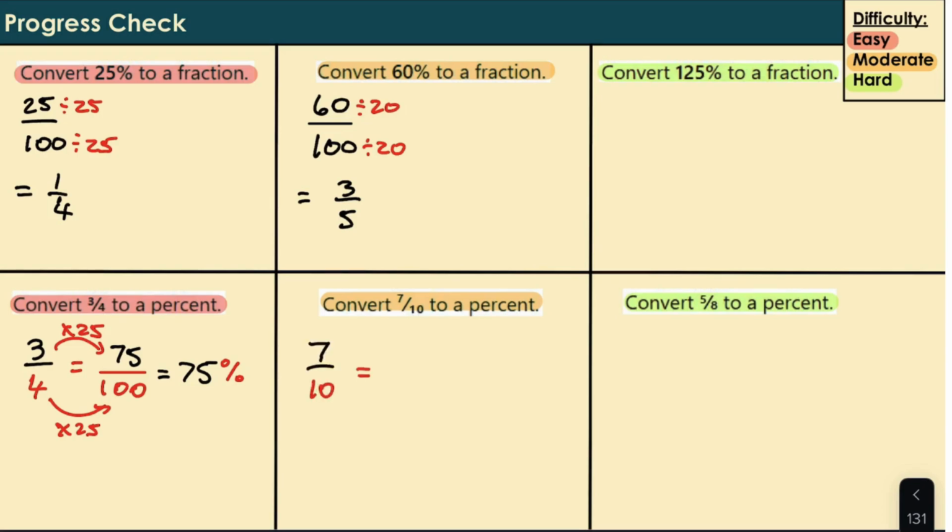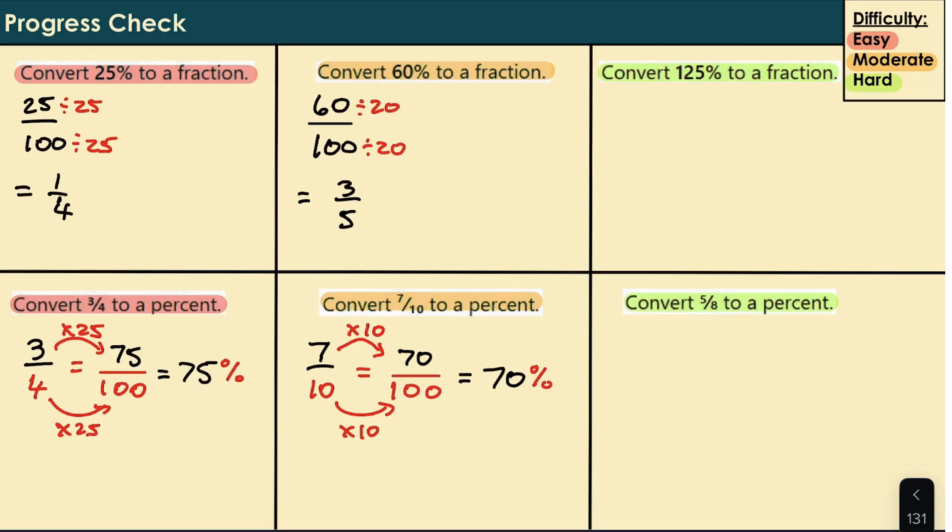Next, convert 7/10 to a percent. Now converting to a percent, we need a fraction over 100. What do we do to the 10 to get to 100? We multiply by 10. What we do on the bottom, we've got to do on the top. 7 multiplied by 10 is 70. So our percentage is 70%.